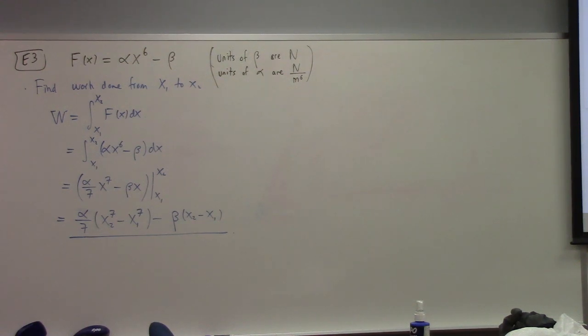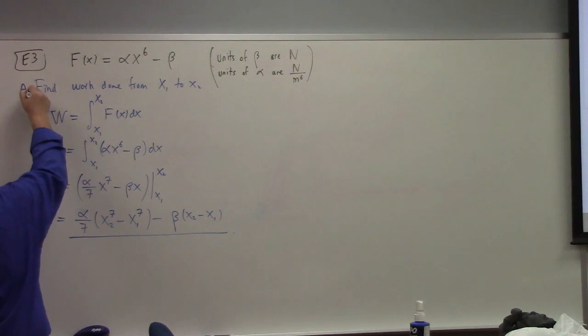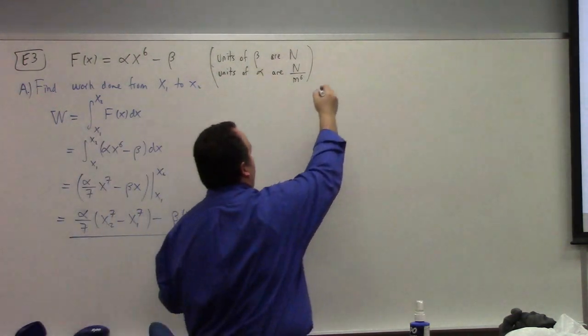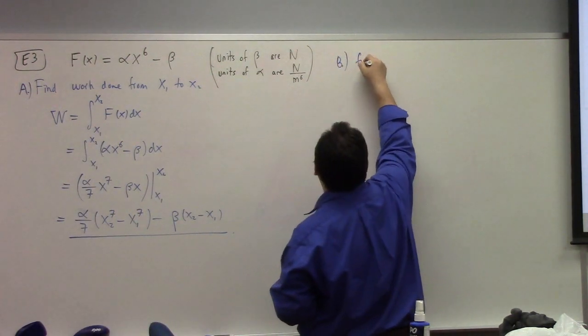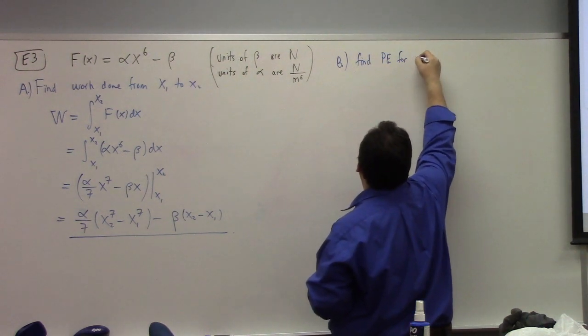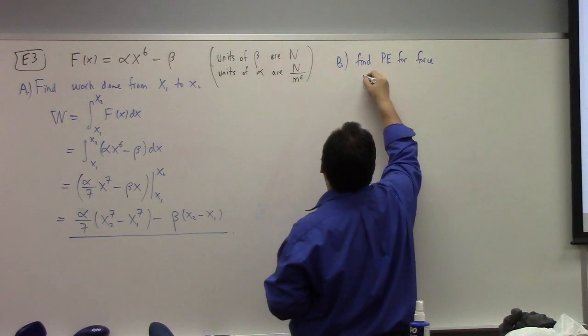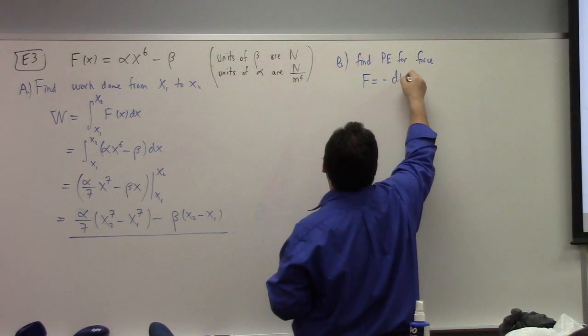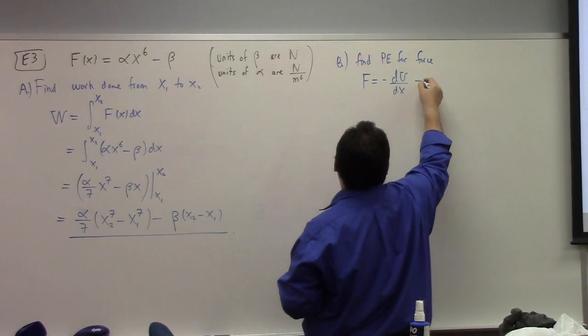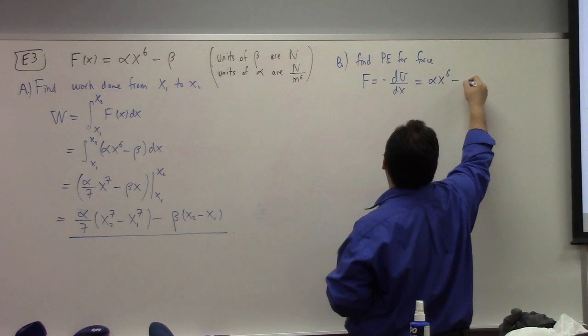What if instead of that way of thinking, we wanted to calculate the work done using potential energy? What's the potential for this force? So that was A. B. Find potential energy for force. So that would be what? F equals minus du dx. And what could you guys tell me? What would the potential be here?